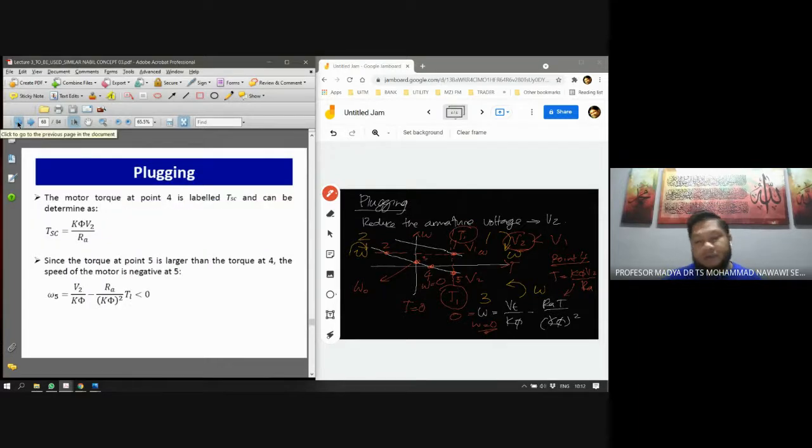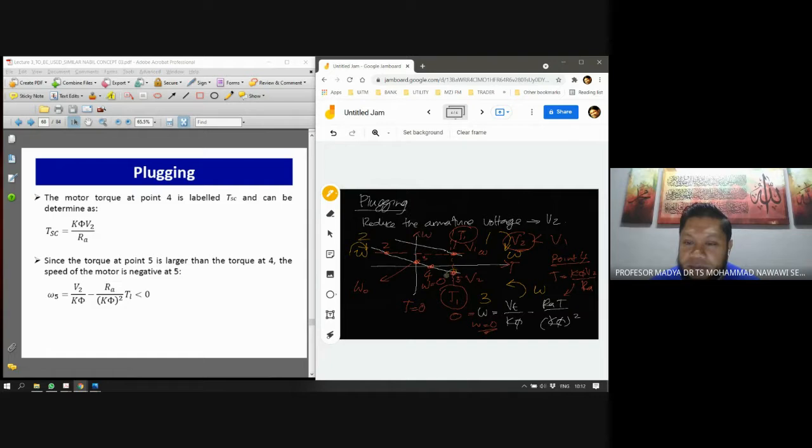That's the operation of the plugging. And finally, when you arrive at point 5, it goes back to the same equation: omega 5 equals to V2 divided by K flux minus RA divided by K flux squared, and this should be greater than 0. This equation should be greater than 0 because it's negative. Okay, so there are some equations involved.